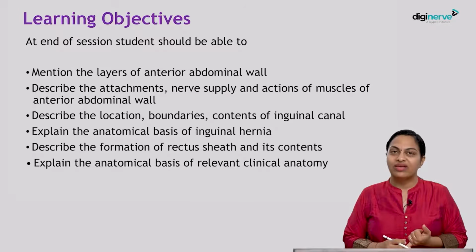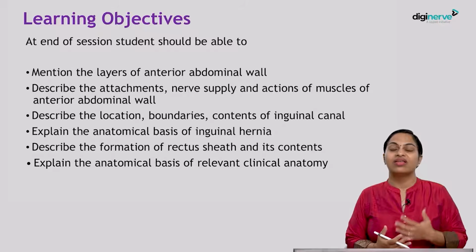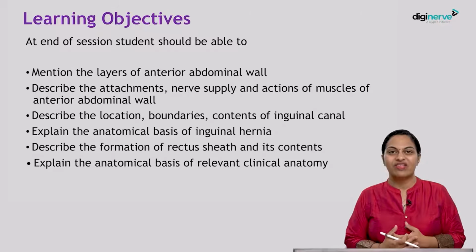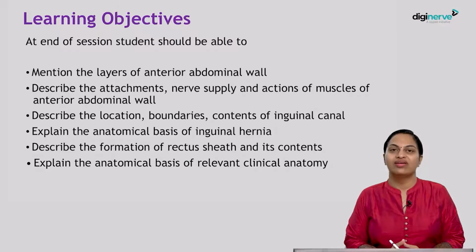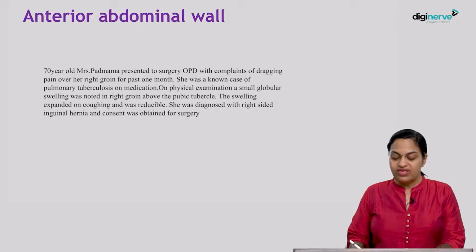Hello students, welcome to this session in abdomen on anterior abdominal wall. In this session we are going to see a lot about the anterior abdominal wall. What are the layers of the anterior abdominal wall? What are the muscles present, their attachments, their modifications, also about inguinal canal and inguinal hernia, and lastly about the rectus sheath.